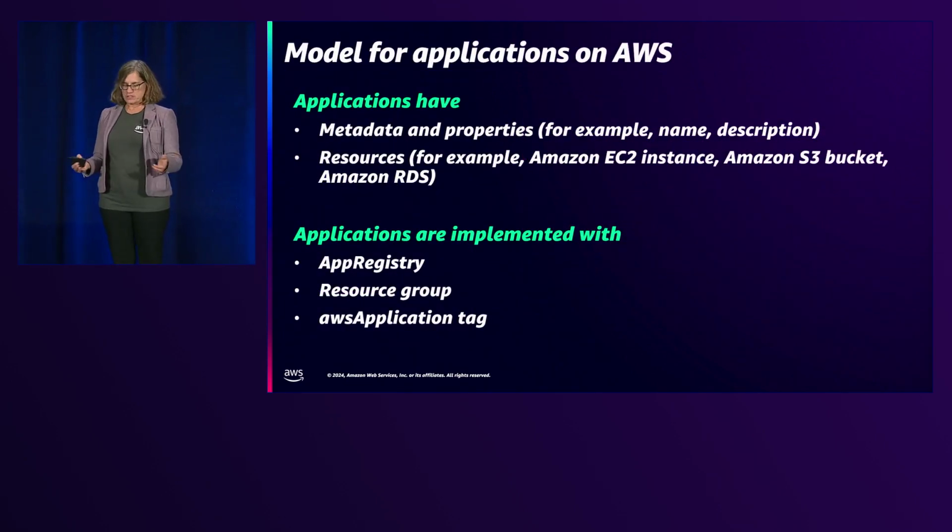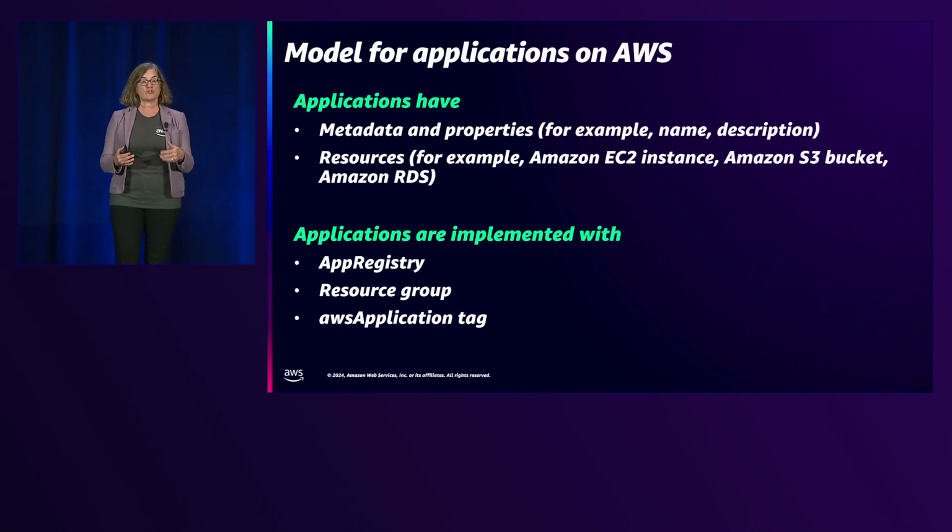So what is the model? What does it look like? Applications have metadata and properties, and applications have resources. Pretty simple. And the services that applications are implemented with include Service Catalog, Resource Groups, and the AWS application tag. The AWS application tag is an AWS managed but user-defined tag, and we'll talk a little bit more about that in a few minutes.